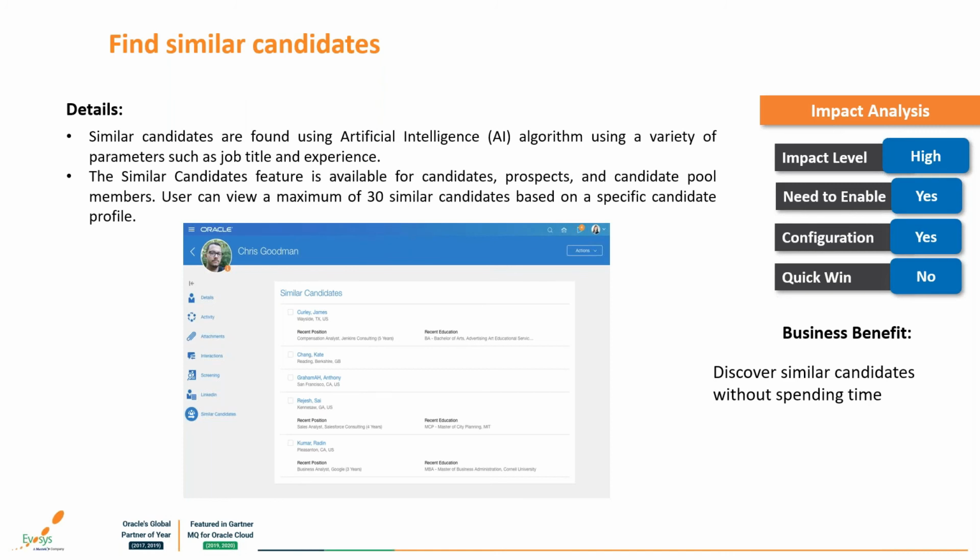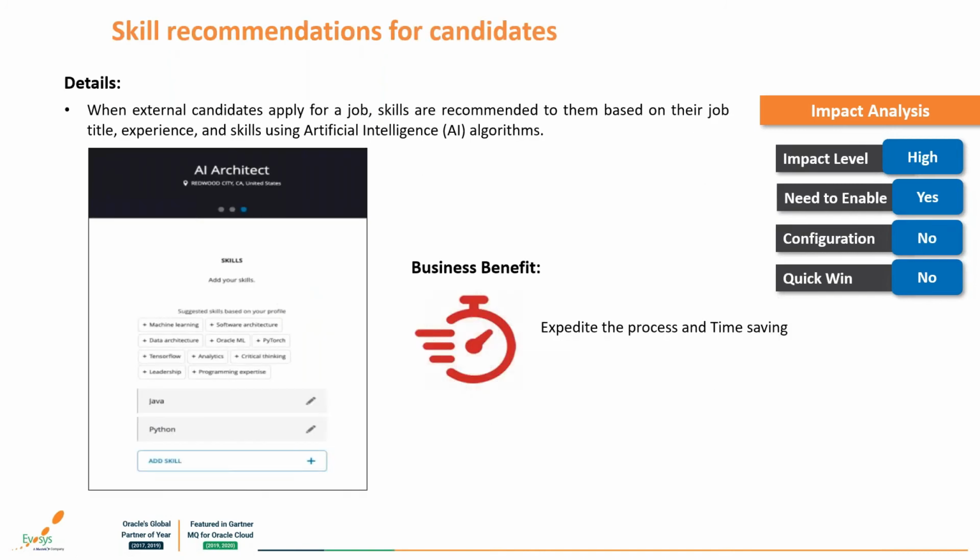So you can now see the similar maximum of 30 similar candidates based on your search. So we'll move faster as we are running out of time. So, skill recommendations for candidates. What Oracle has given us is you can get the skill recommendations for the candidate applying. So if someone is applying for, let's say, AI architect, he or she will be having lots of suggestions.